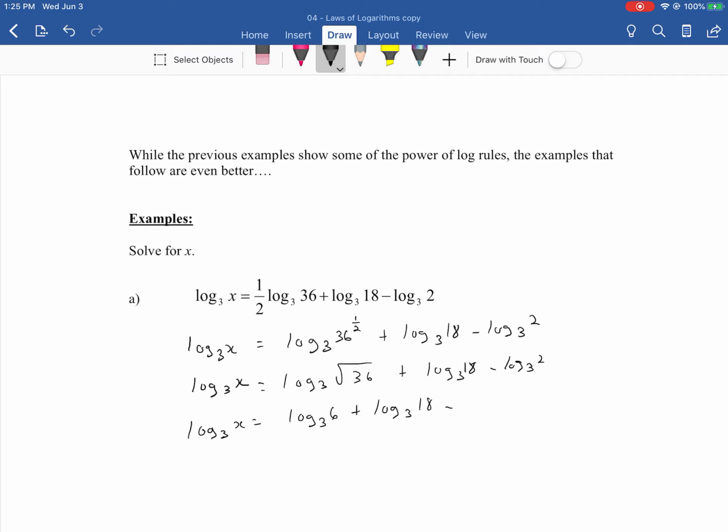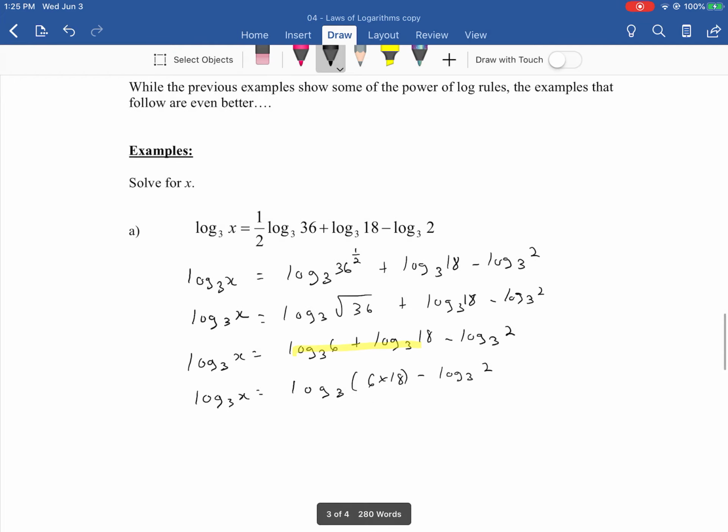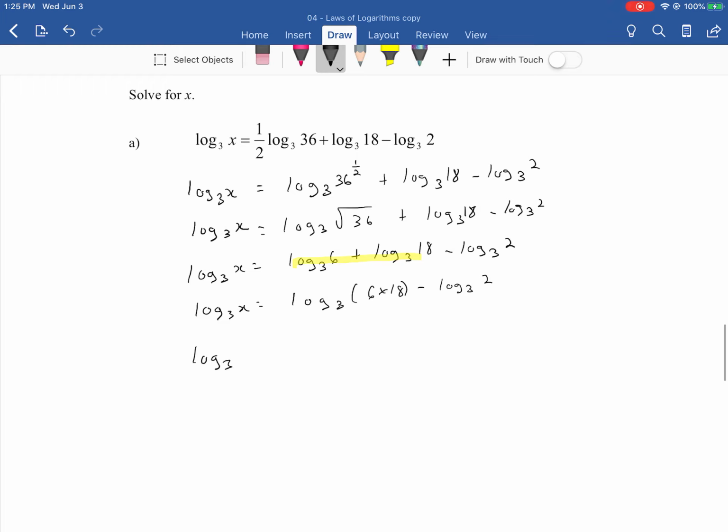Well, maybe you're unimpressed at that point. You're like, well, that really didn't accomplish too much. It did accomplish a lot, actually, because I can use log law number 1 on this part right here, which says you can take the addition of 2 logs and put it together as 1 log, but now it's going to be multiplying. So things have really improved here. 6 times 18, get your calculator out, 108. So things are a lot simpler.